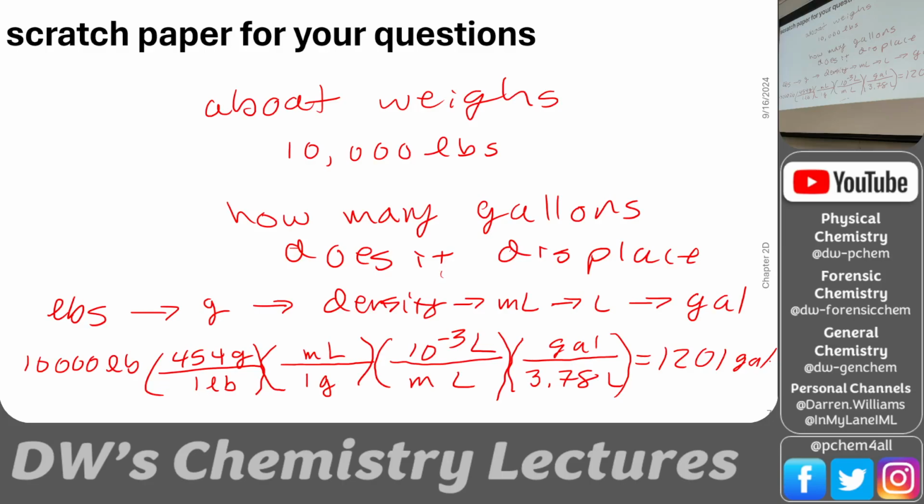Yeah, 3.785. Okay. Now I know that a gallon weighs about 8 pounds, so if we took 10,000, yeah, 1250. So that checks out. Cool.